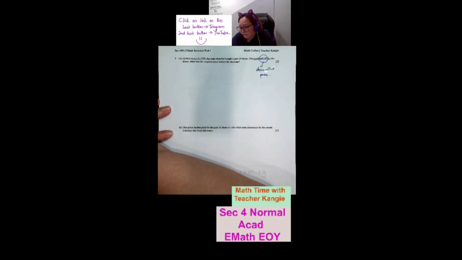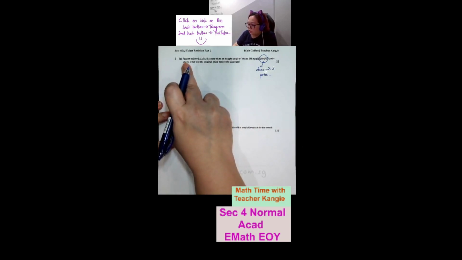This is a Sec 4NA EOY paper. So it consists of Sec 1 to Sec 4 paper. Why is it that you are so agitated to say, hey, no way, this is Sec 4 Normal Acad? And don't you find that you are very rude to write in capital letters?